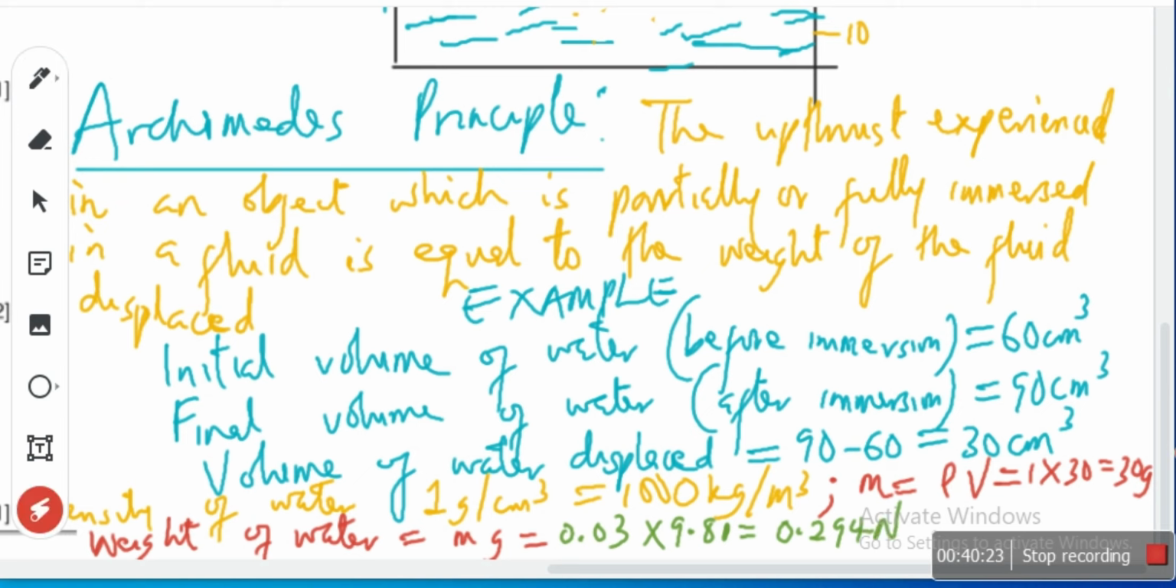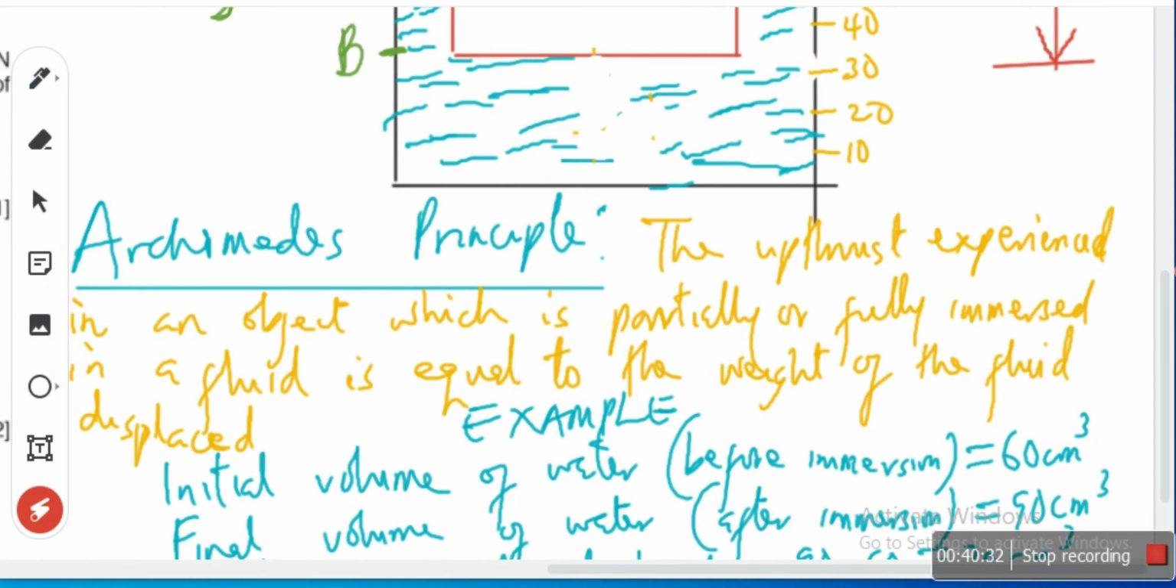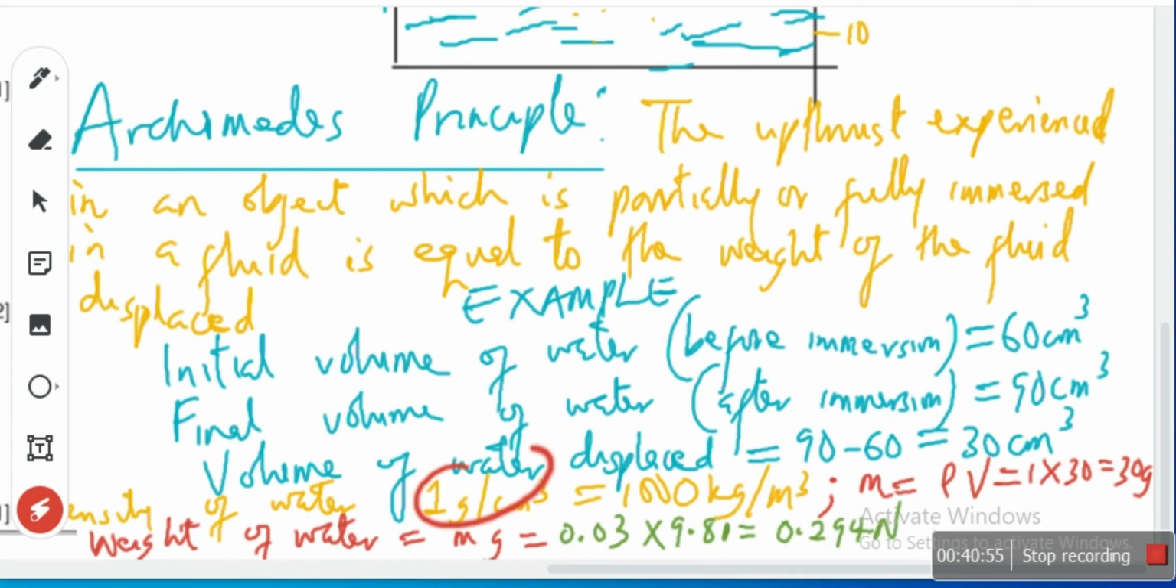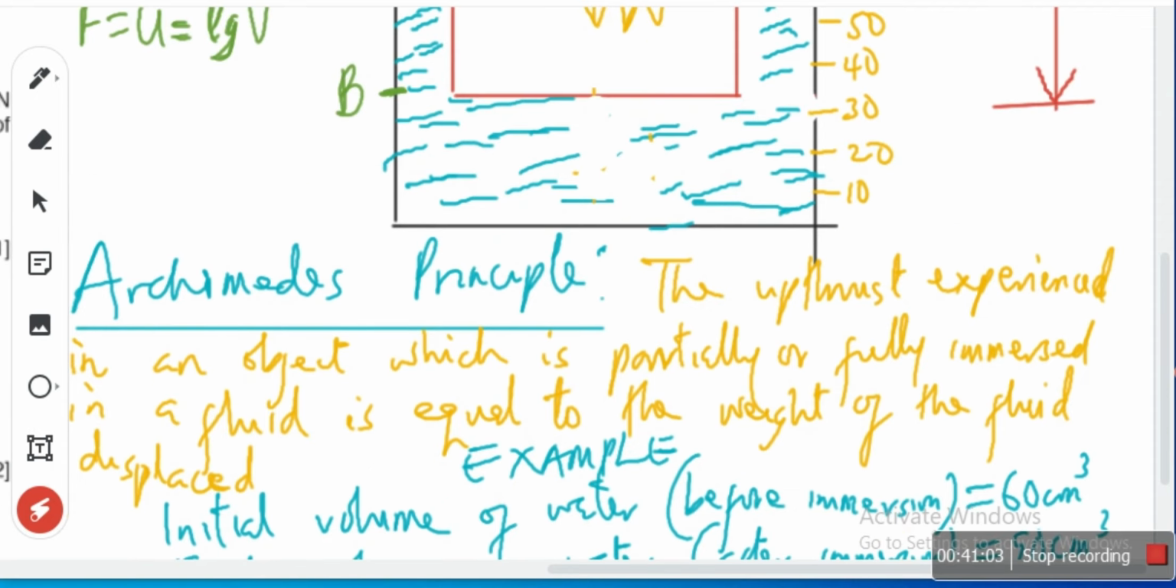So I said all of this to say this. The weight of the water displaced will be the upthrust that this object will experience. I'm summarizing. Read this statement again, the one in yellow, Archimedes' principle. The upthrust experienced by an object which is partially or fully immersed in a fluid is equal to the weight of the fluid displaced. Now we found the volume of the fluid to be 30. From the volume of the fluid, we know the density and we find the mass. From the mass, we found the weight, and the weight is 0.294 Newton.